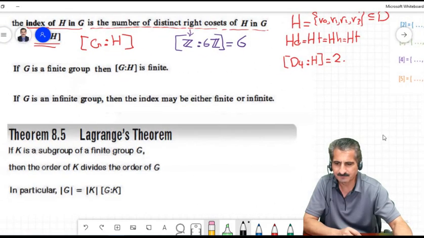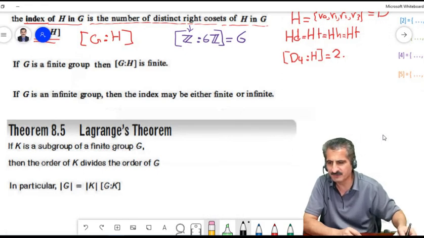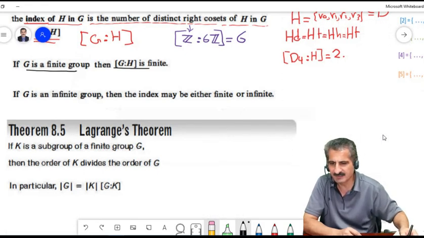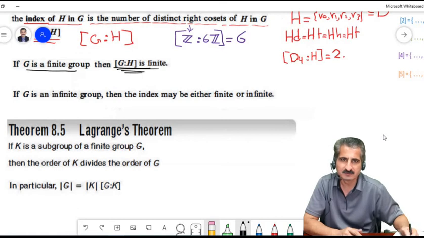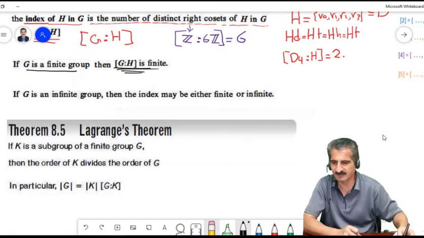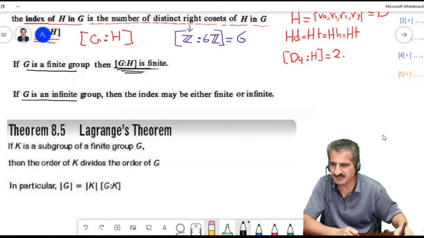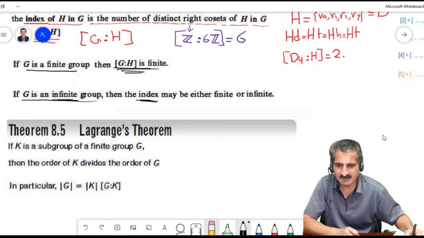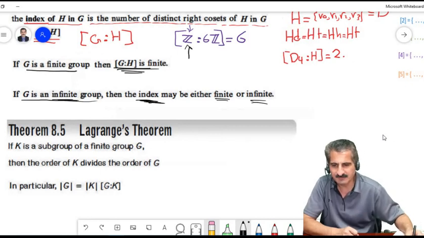Now if the group G is finite, then the index is finite for sure, because we will have finitely many right cosets. If G is infinite, then the index might be finite or infinite. Here the group is infinite.